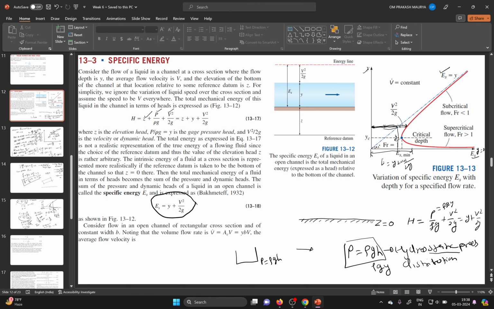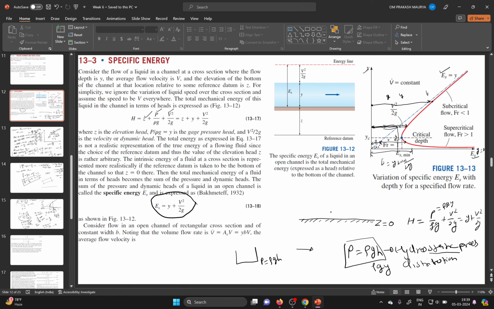Now if you check here, your depth is very high, but your velocity term is very less. So in general, in case of subcritical flow, your depth is much, but your velocity is less. But in case of supercritical flow, what will happen? Your depth, that is y, is very less, and the velocity term, that is v square by 2g, is very high. In supercritical flow, your velocity is very high, and depth is comparatively very less.